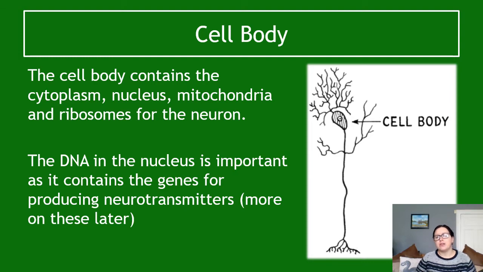The cell body has got the main parts of the cell that we're familiar with. So things like the cytoplasm, nucleus, mitochondria, ribosomes, standard cell organelles that are in there. The DNA in the nucleus is important because it's got the genes for producing neurotransmitters. What that means is neurotransmitters are essentially chemicals that are going to cross the synapse, and they need to be built individually. And so the DNA will be essentially activated to allow the production of those particular proteins.